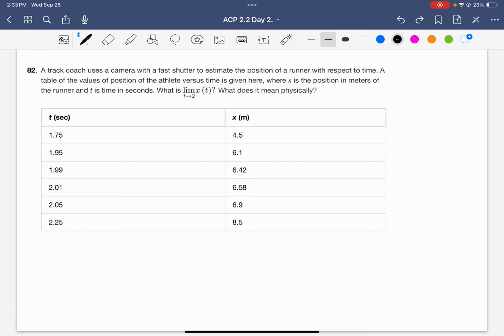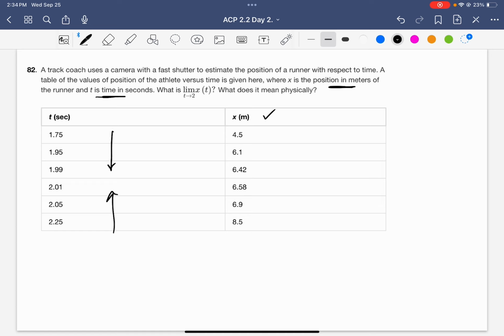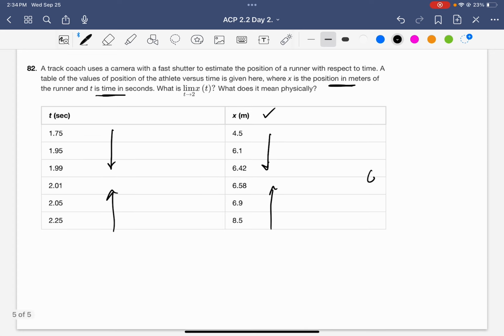82, a track coach uses his camera with a fast shutter to estimate the position. So x is the position in meters of the runner from the starting point, and t is the time in seconds, right? So what is the limit as t goes to 2? So as the time goes to 2 from either side, it looks like the outputs are getting closer and closer to, what is it about, 6.45 maybe? Approximately 6.45, right? So it looks like maybe that's what it wants to be.